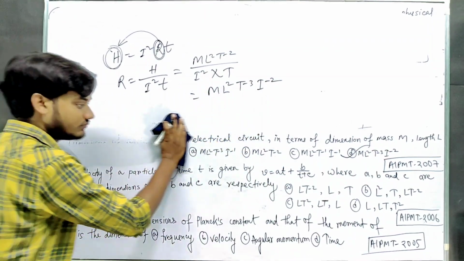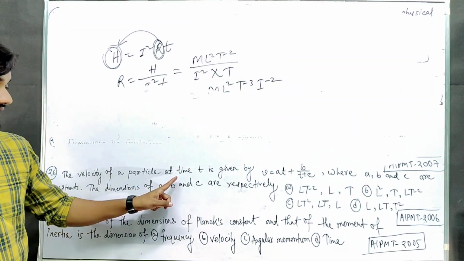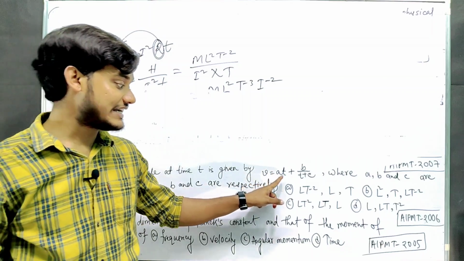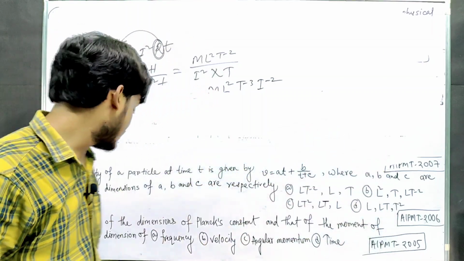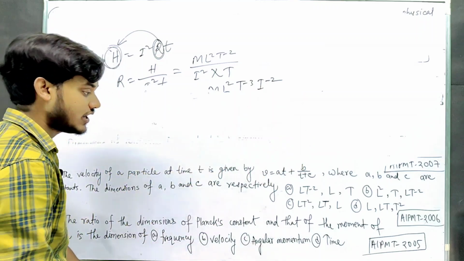Next, the velocity of a particle at time t is given by v equals at plus b by t plus c, where a, b, c are constants. The dimensions of a, b, c are respectively, options are given.